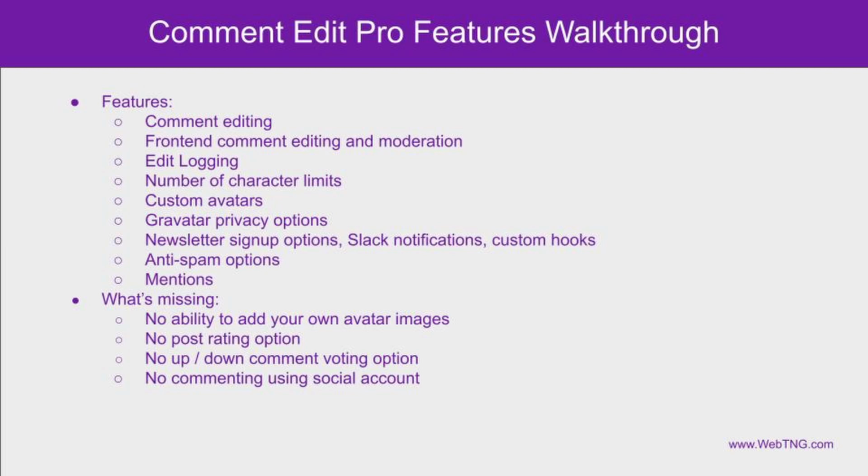So it's got some nice features, but as I was using Comment Edit Pro, some things came to mind that I think it would be nice to have. And what I saw that was missing is there's no ability to add your own avatar images. There's no post rating option, like 5-star rating option on the post itself. There's no up and down comment voting option where you can kind of give a thumbs up or a thumbs down to someone's comment. And there's no commenting using a social account. And those last 2 things, up and down comment voting and being able to comment using a social account, I think they would make a big difference. Comment Edit Pro is from a talented developer who listens to users.